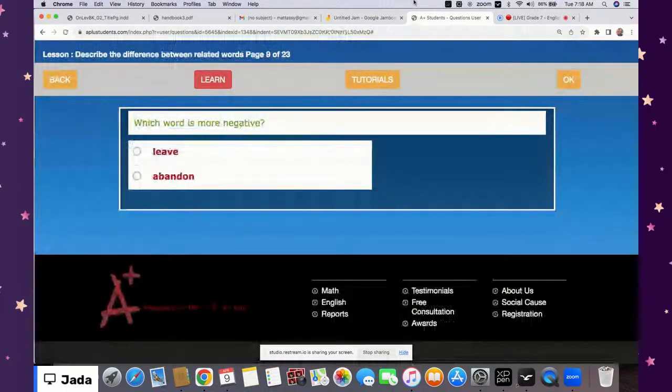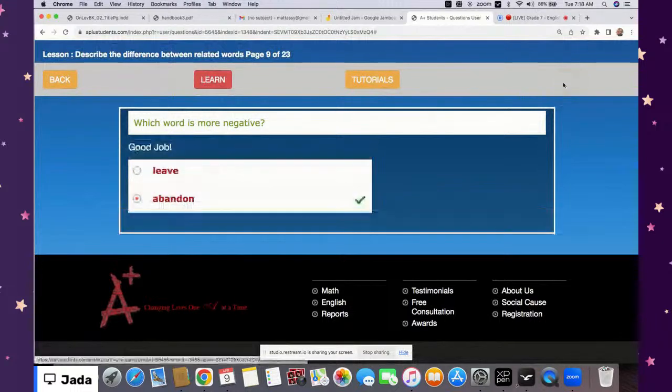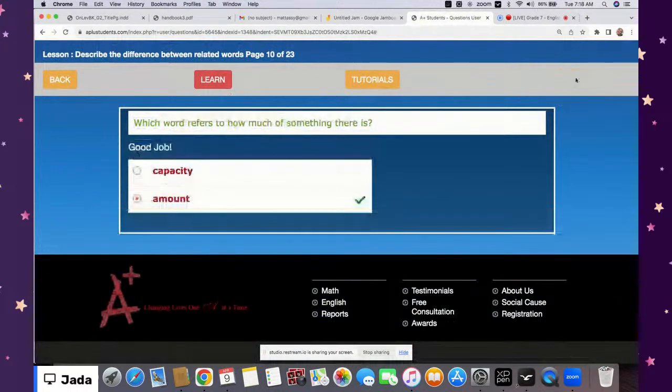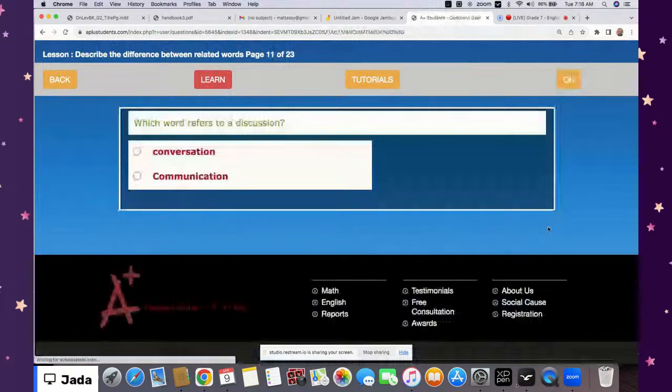Which is more negative, leave or abandon? Which word refers to how much of something there is? The amount. Which would refer to discussion, conversation?